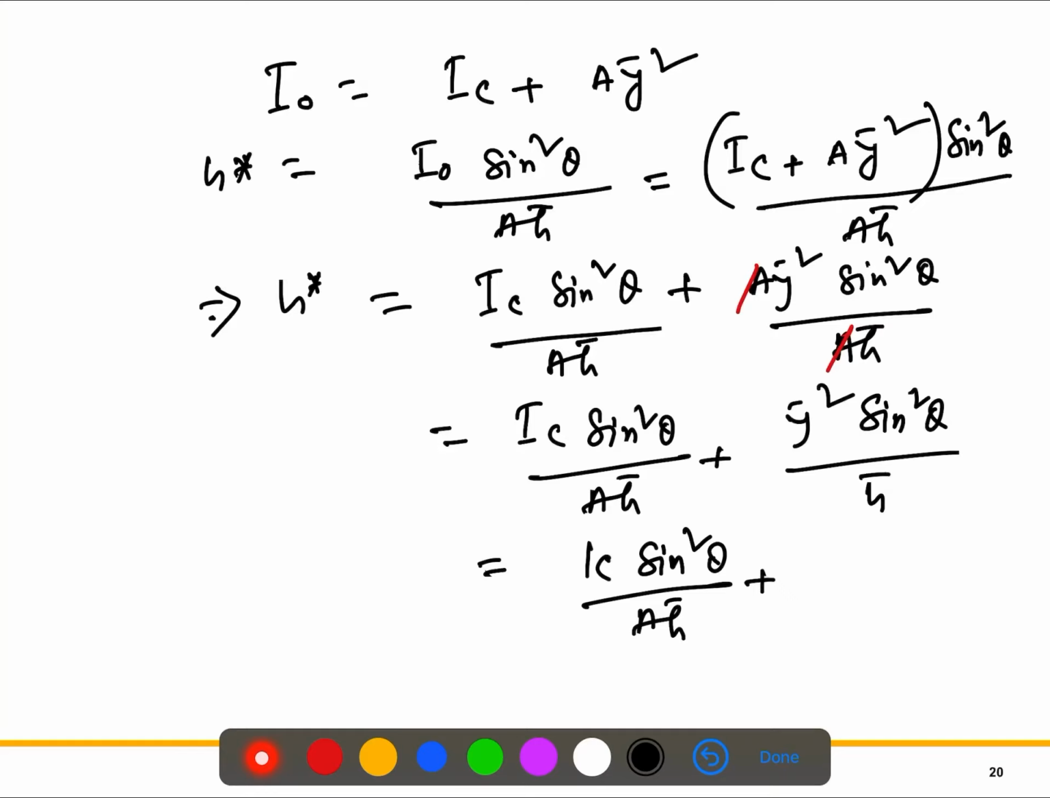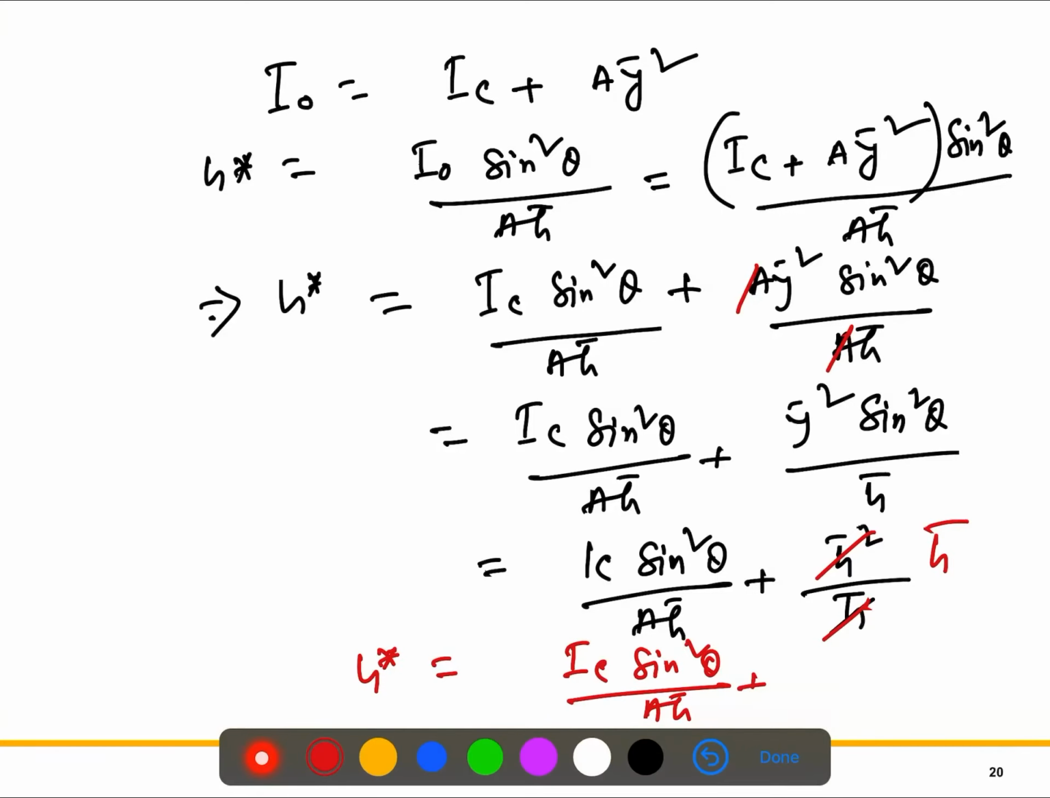You can remember this triangle I drew earlier that we discussed. So we can say this is h bar square and this is h bar. So we can cancel out this h and this h bar, so it will be just one h bar. That means the final term we got is I C sine square theta over A h bar, plus h bar. So h bar is actually the same thing as y C.